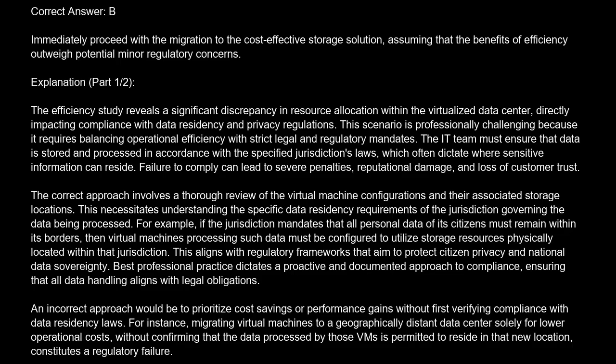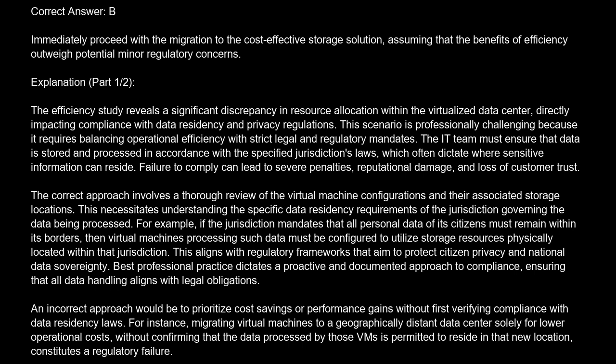The correct answer is B. Immediately proceed with the migration to the cost-effective storage solution, assuming that the benefits of efficiency outweigh potential minor regulatory concerns. Explanation. The efficiency study reveals a significant discrepancy in resource allocation within the virtualized data center, directly impacting compliance with data residency and privacy regulations.